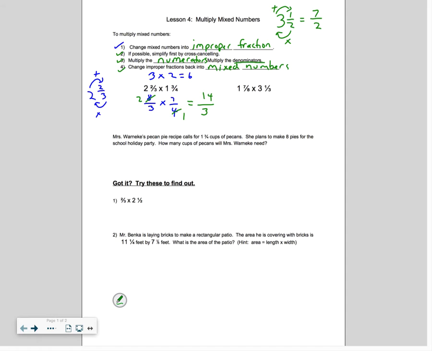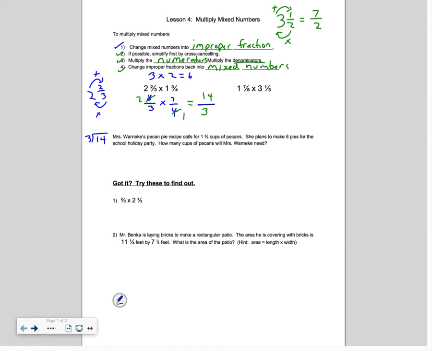We know 14/3 is improper because the numerator is greater than the denominator. Remember, this is just a division problem. It means 14 divided by 3. So if you don't know how to do that, I'll work it off to the side for you.